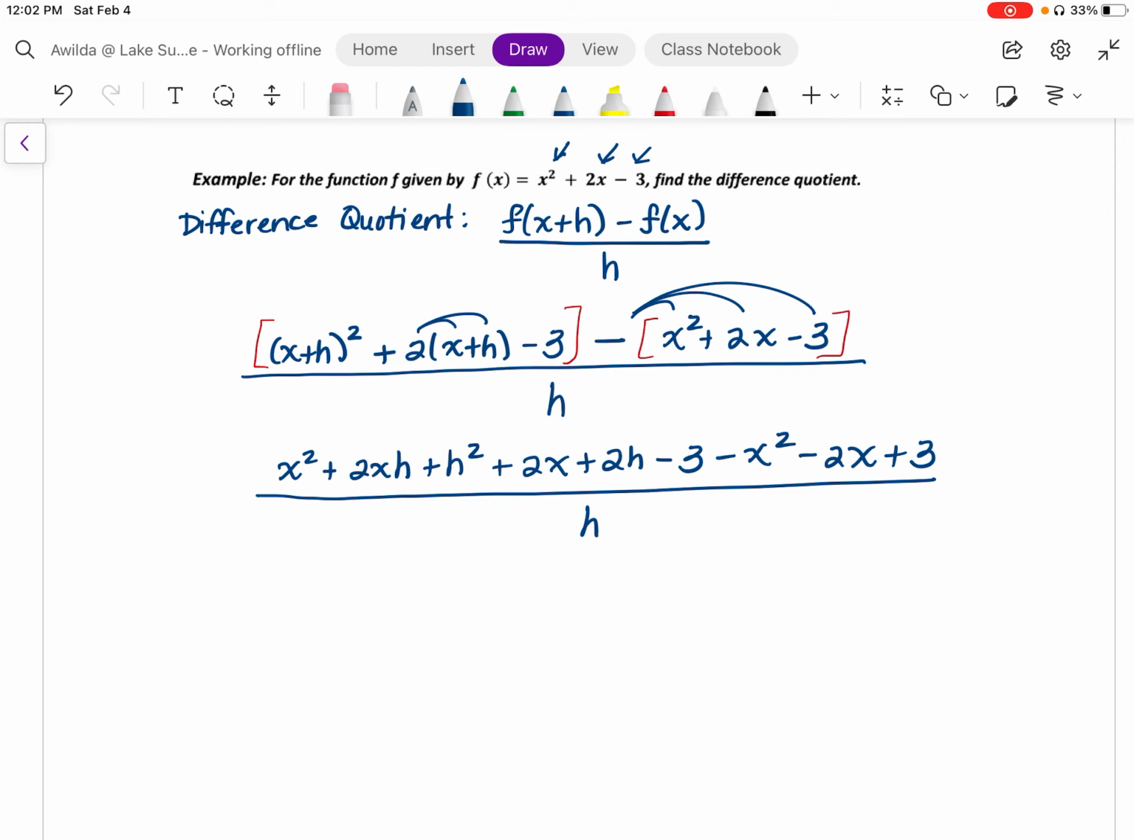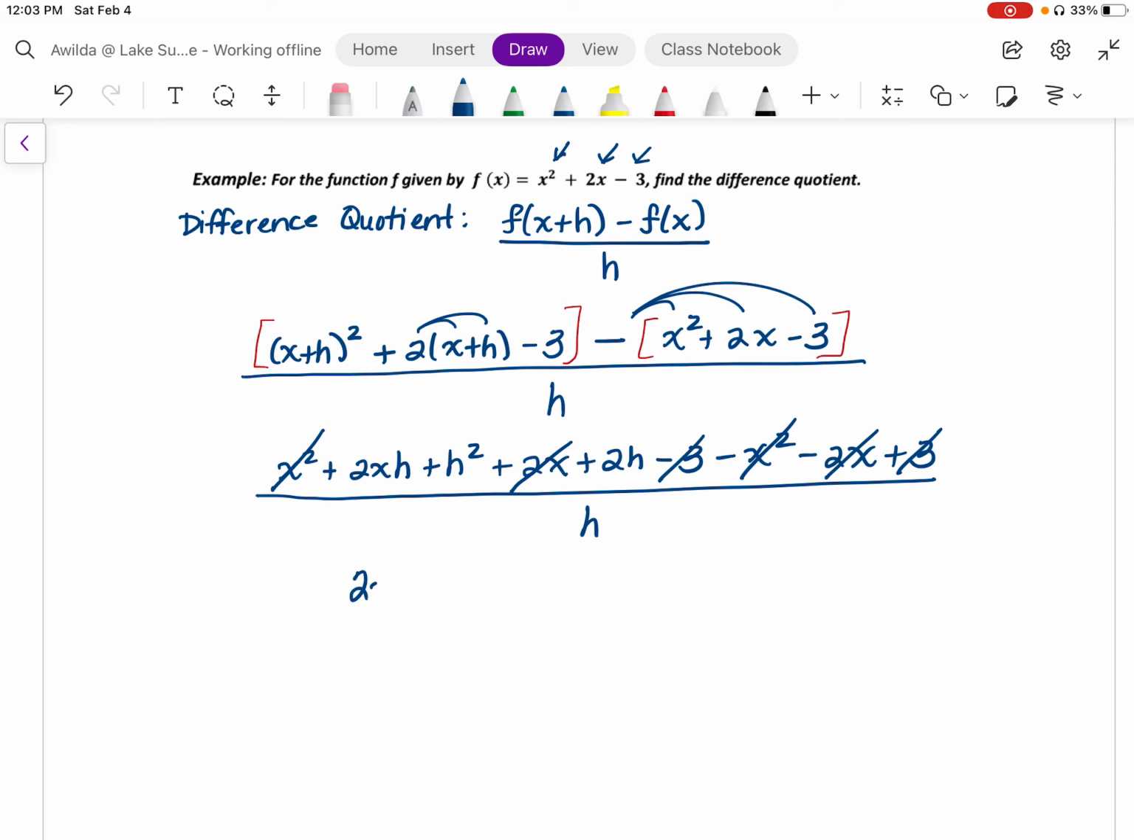Now, a lot should simplify. Let's just make sure we do this very carefully. First, we have x squared minus x squared will add up to 0. Let's see, we have a negative 3 plus 3 will also be 0. We have a positive 2x plus a negative 2x. That will be 0 as well. And I think that may be as much as we can simplify in the numerator. So let's see what's left.